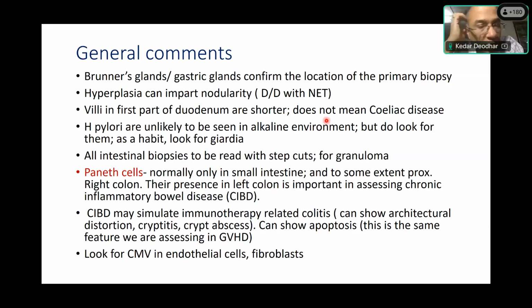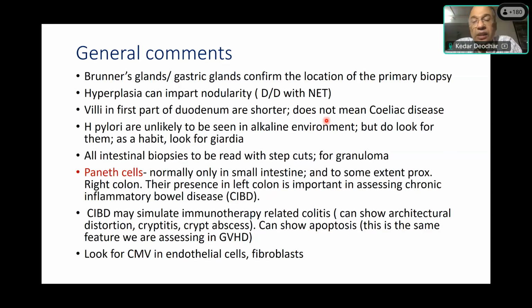Giardia is one of the uncommon protozoal infections that we see commonly, and it can usually be seen in the duodenum. But if you have the habit, then we will remember it. Otherwise, we'll forget looking for giardia. For all intestinal biopsies, I think it is good practice to read with step cuts, especially in the ileocecal region, because we can miss a small granuloma, and if we have step cuts, we can pick up small granulomas in this location.